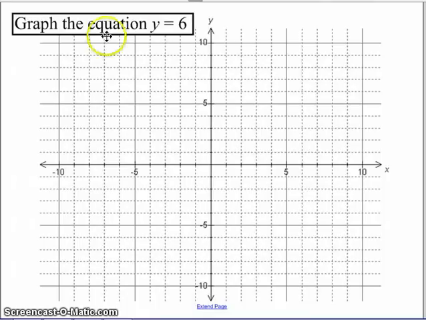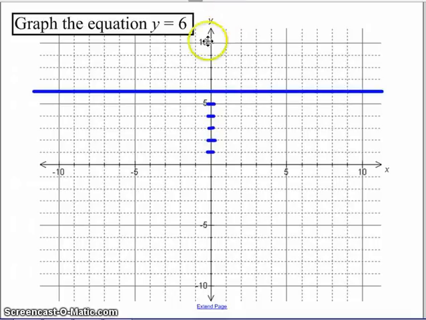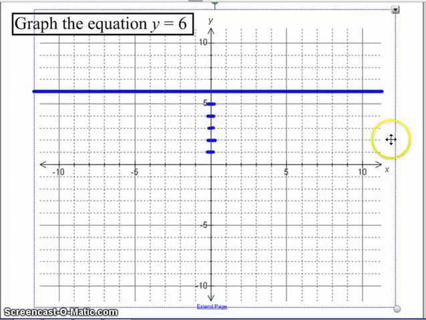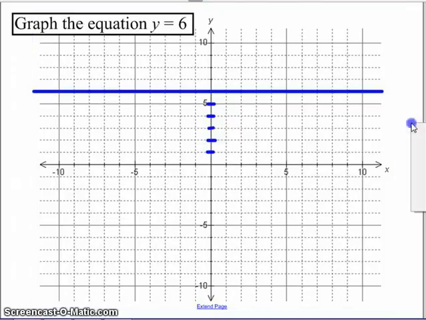If I were asked to graph the equation y equals 6, here's how I would do it. First of all, to find the proper place to place my pen, I would look along the y-axis, and I'd count up 1, 2, 3, 4, 5. There's 6. And at 6, I would just extend that mark that I had made on the 6th spot there. So that's the line y equals 6.